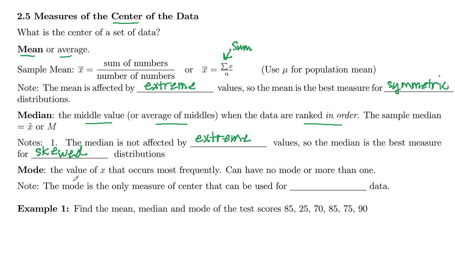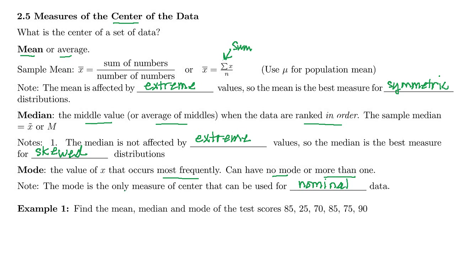And then the last measure of middle, the mode, is just the most frequent value. One disadvantage is you can have no mode, so if you have no repeated values, or you can have more than one mode. So say you have 2 of one value and 2 of another, you could have 2 modes. One advantage is that the mode is the only measure of center that can be used for nominal or categorical data. So it tells which data value is more frequent.